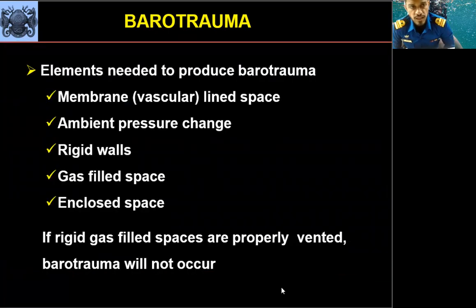There are a few elements needed to produce barotrauma: membrane lined space, ambient pressure change, rigid walls, gas filled space, and an enclosed space. If a rigid gas filled space is properly vented, barotrauma will not occur.